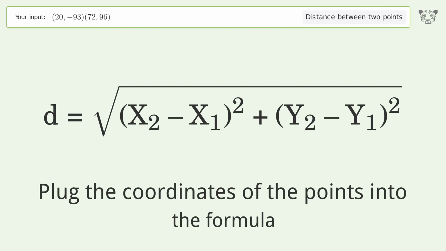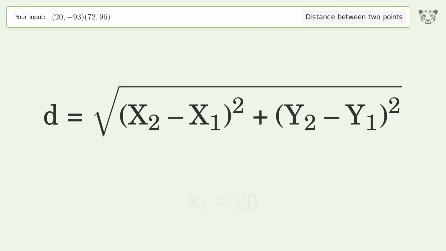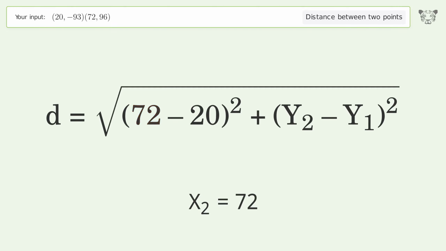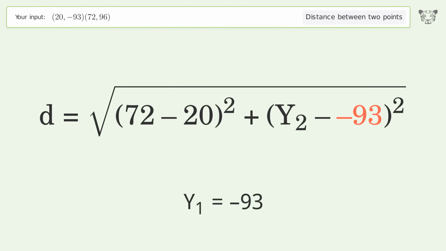Plug the coordinates of the points into the formula. x1 equals 20. x2 equals 72. y1 equals negative 93. y2 equals 96.